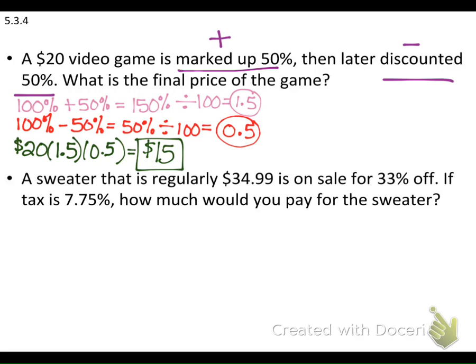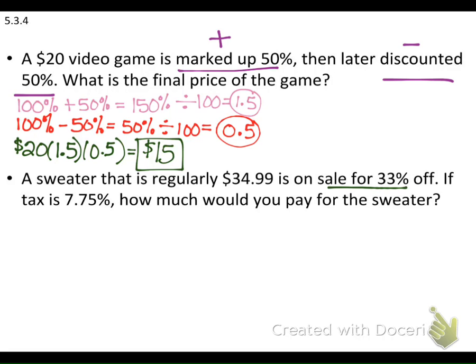Okay, a sweater that is regularly $34.99 is on sale for 33% off. If the tax is 7.75%, how much would you pay for that sweater? All right, how many multipliers am I going to have here? 2. So what are my percent changes I'm looking at? What are my percent increases and decreases in this problem?